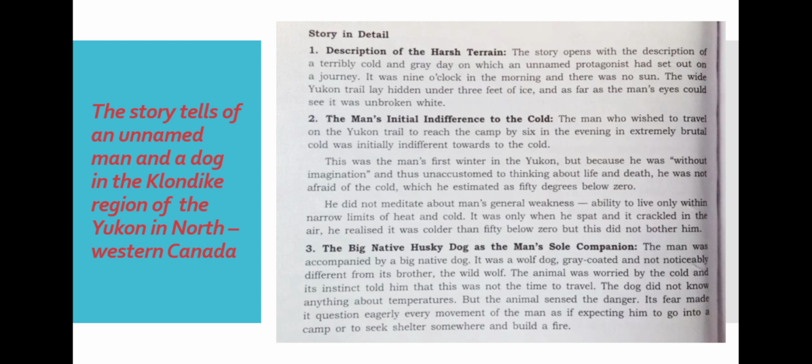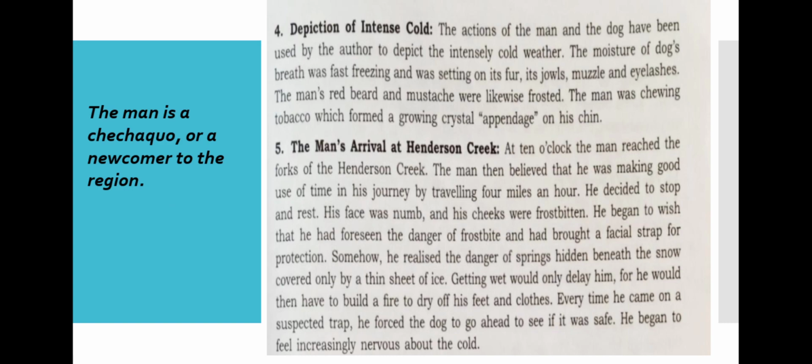Okay, by the side, look, I have written some important points. The story tells us of an unnamed man and a dog in the Klondike region of the Yukon in northwestern Canada. Clear? Let's continue.